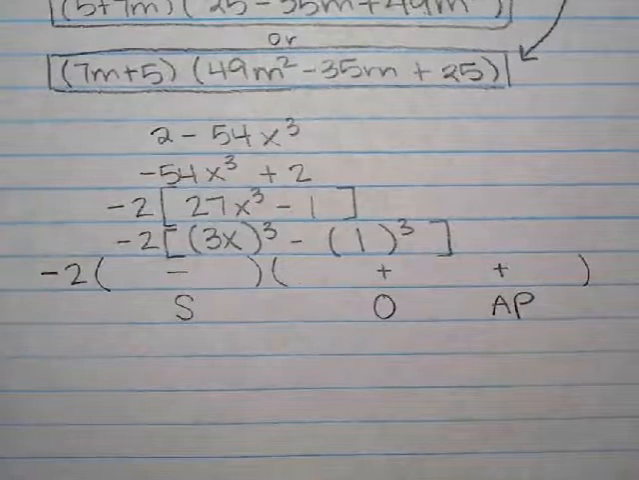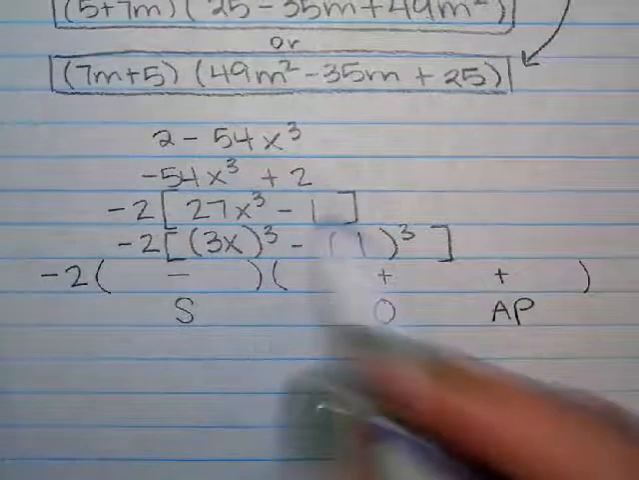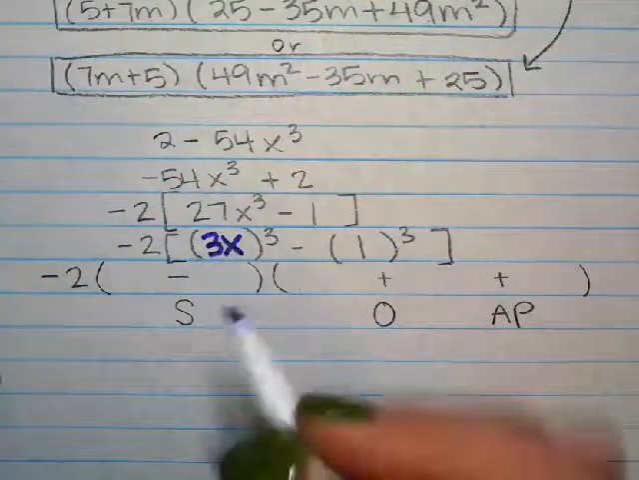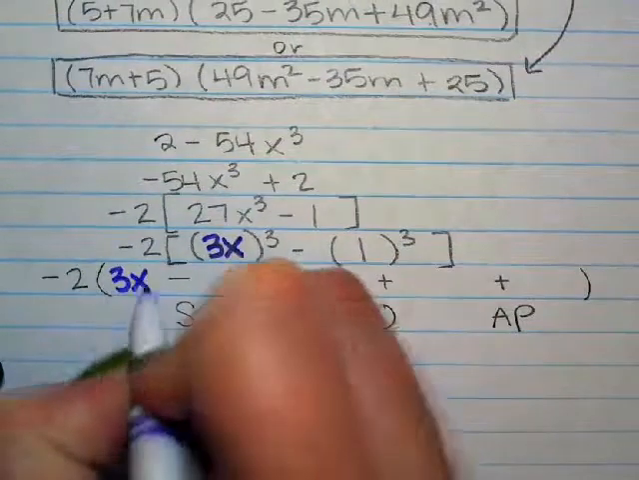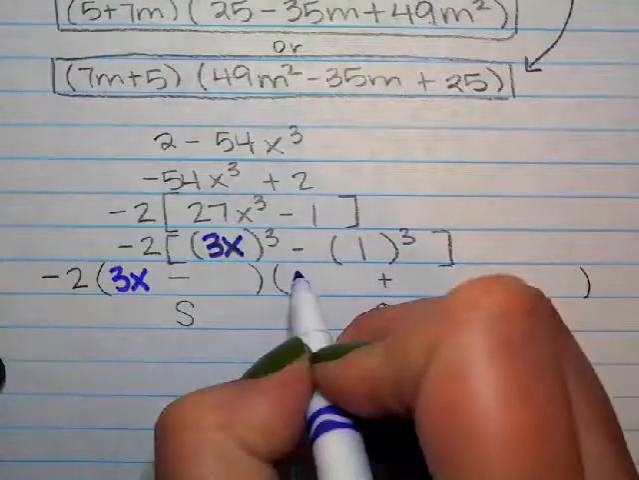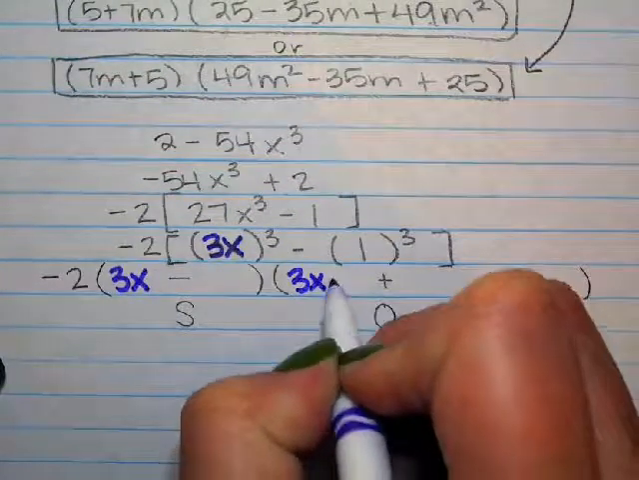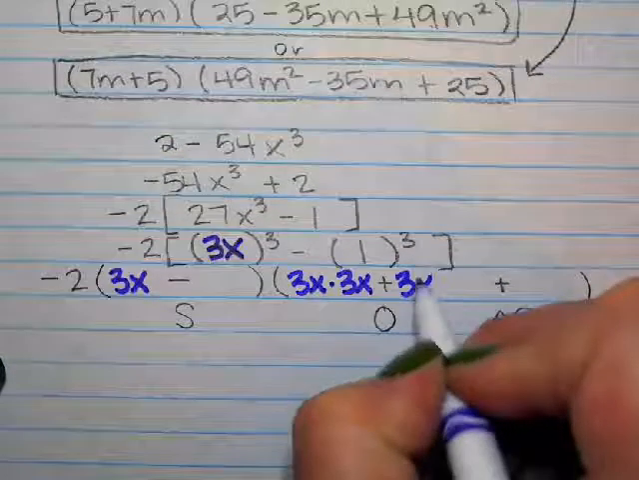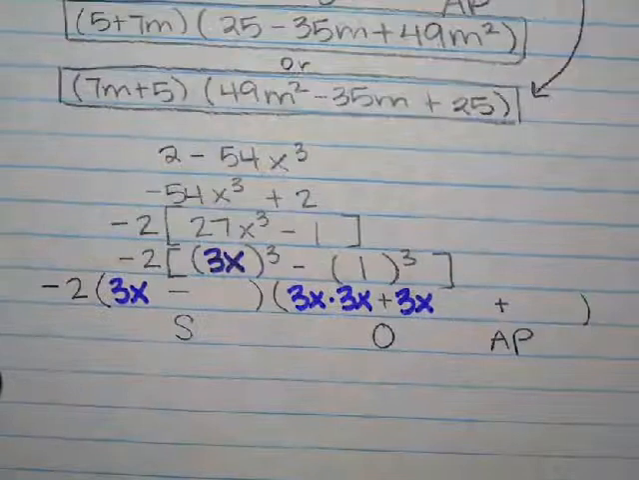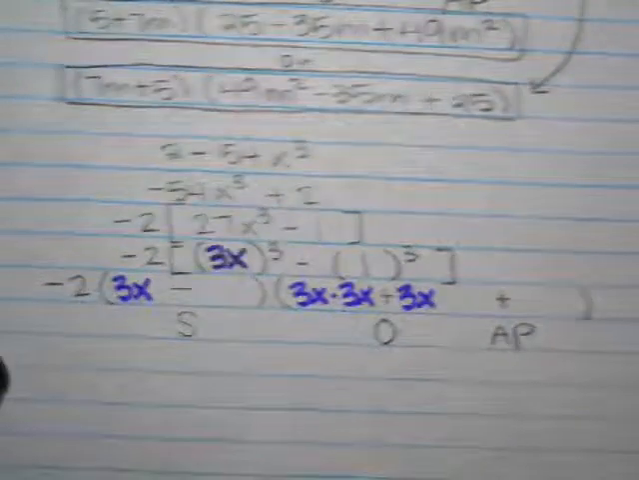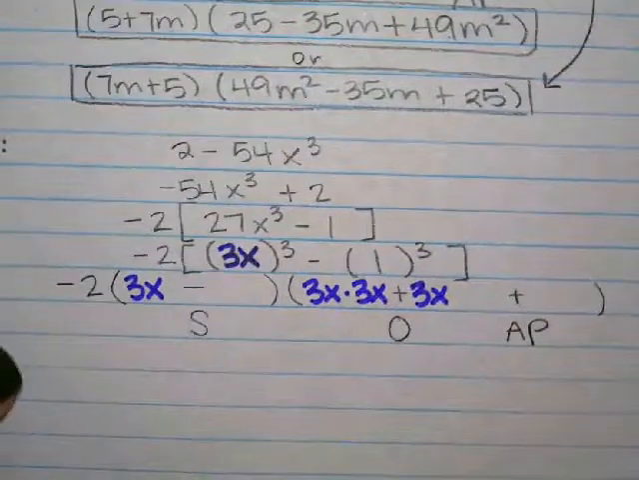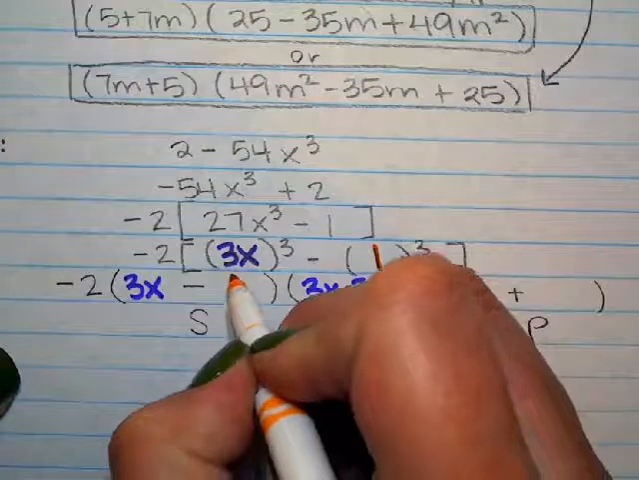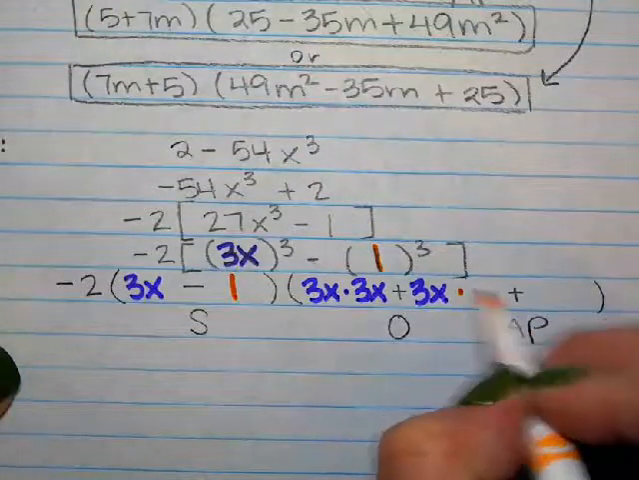So first I have 3x, and so I'm going to put 3x here. And then this will be 3x times 3x, and this will be 3x. And then I need to switch colors. And so over here, here's my 1. So this will be 1. This will be times 1. And then over here, this will be 1 times 1.